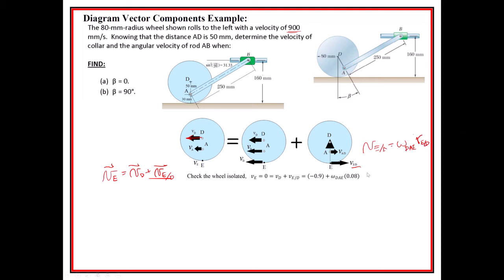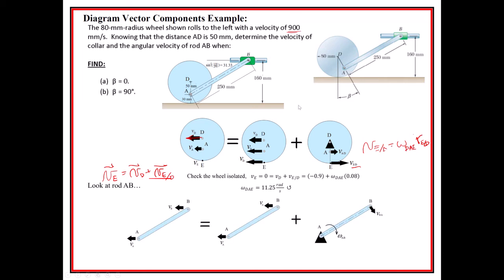All right, so that's right here. I've just written shorthand right there that omega DAE times 0.8, because it's the 80 millimeters. And with that, we're able to find the angular velocity. Quite often, that's going to be one of our strategies. Look for that as an intermediate step. Quite often, it's to piece together some way that we can find the angular velocities of a rigid body, and then we look at rod AB.